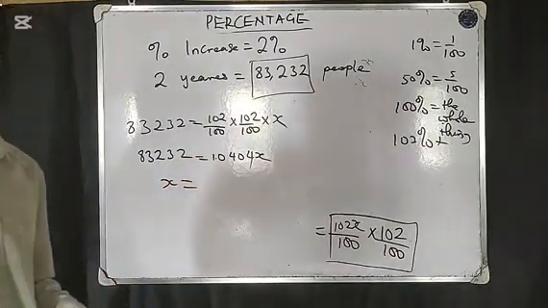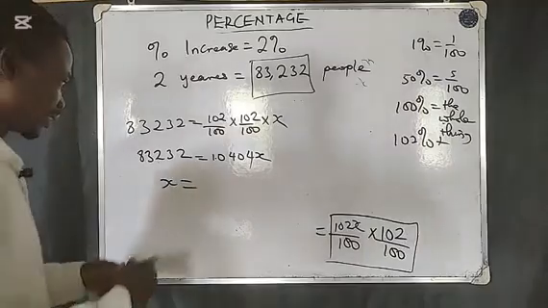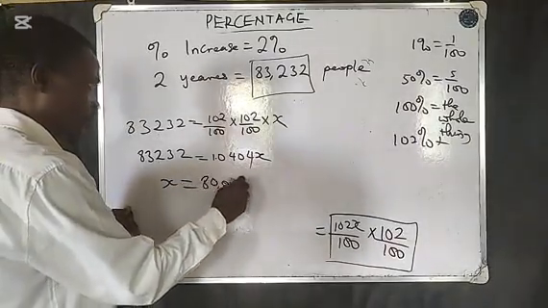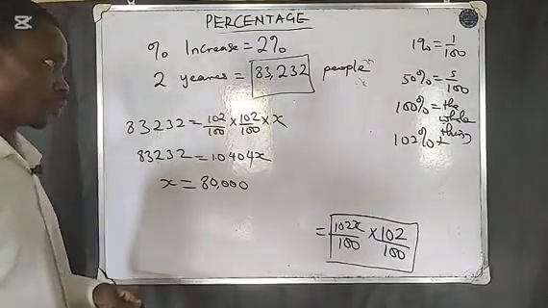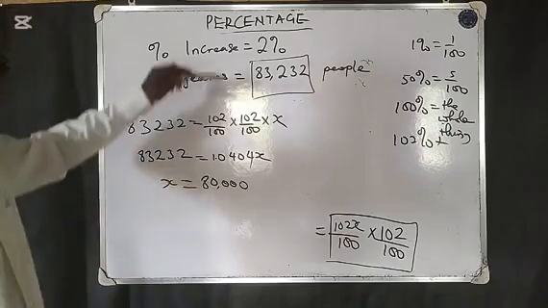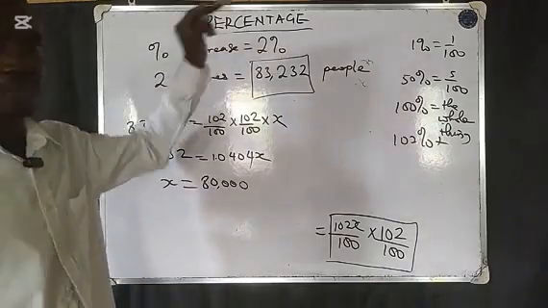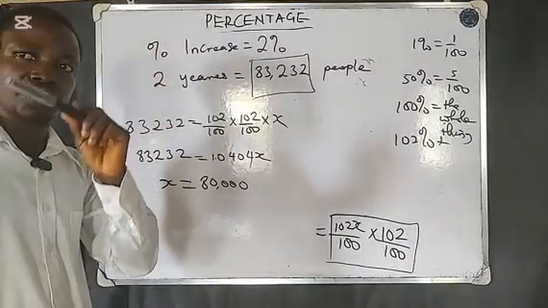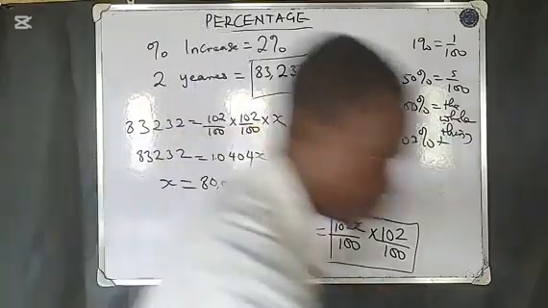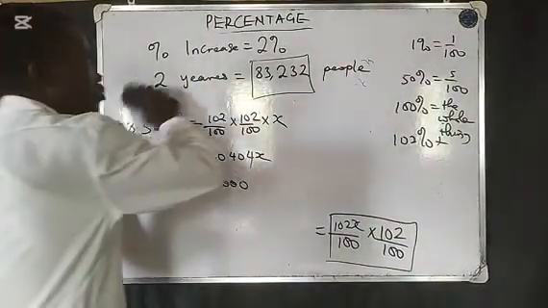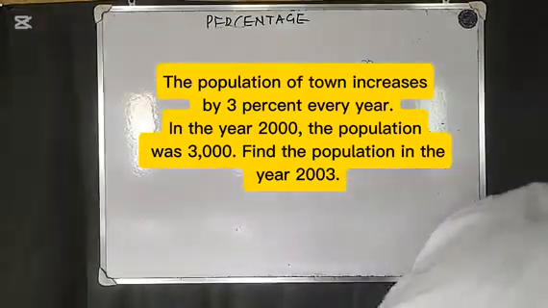That is the population 2 years before. 80,000 was the original population, before it was increased to 83,232 by an additional 2% every year. Can we move to the next one? Yeah. Population of a town again, second time.